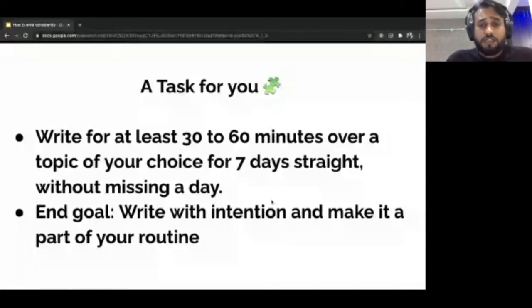The basic end goal I want for you to follow is to write with intention, because at times we are not feeling motivated, as I've told, and the inspiration doesn't kick in. But writing with intention is the most important thing that can help you maintain this habit, this routine, and it can benefit you in the longer term.